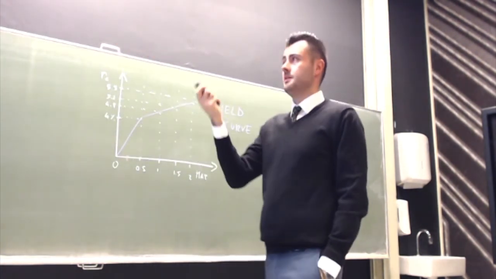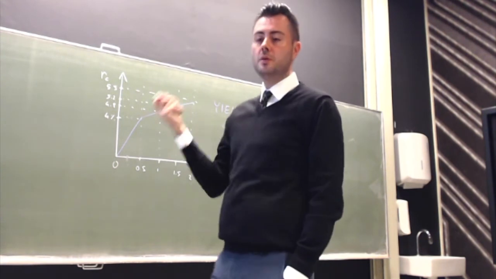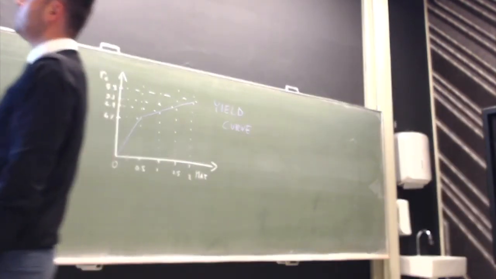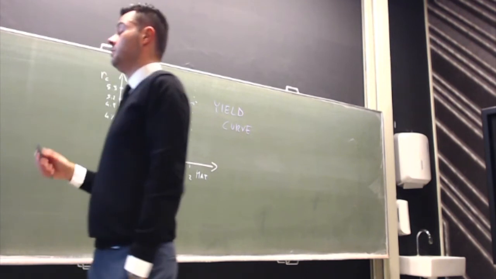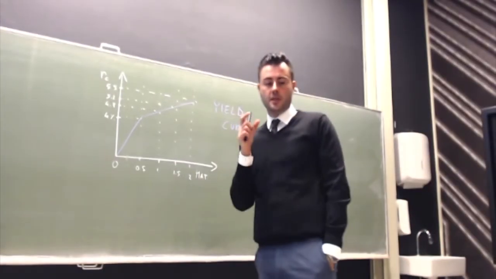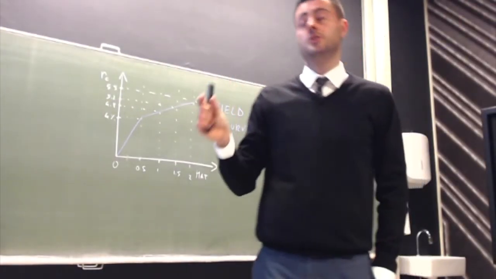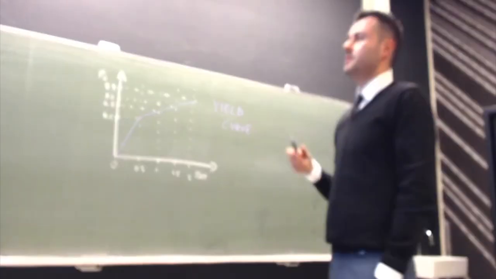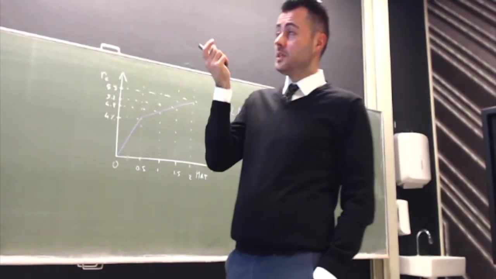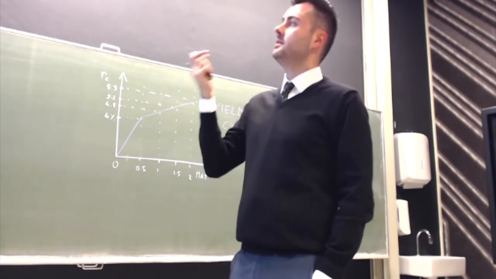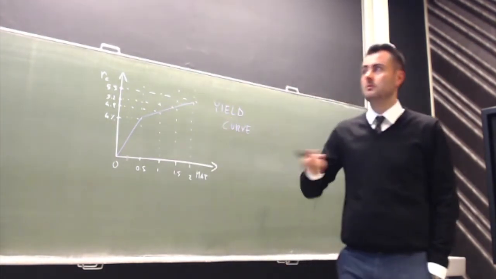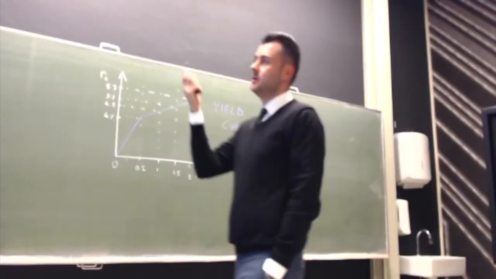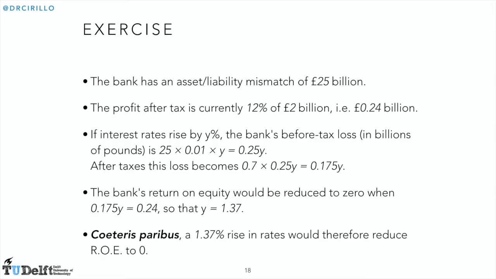The profit after tax I know is 12% of 2 billion, which is the equity of my bank. So this is 0.24 billion. Now the question is, I observe a change in the interest rate that I want to express as a percentage, and if there is this change of Y percent, the bank's before tax loss in billion of pounds is what? It is 25 times Y times 0.01, just because I want to express that as a percentage. So this quantity is 0.25 Y.